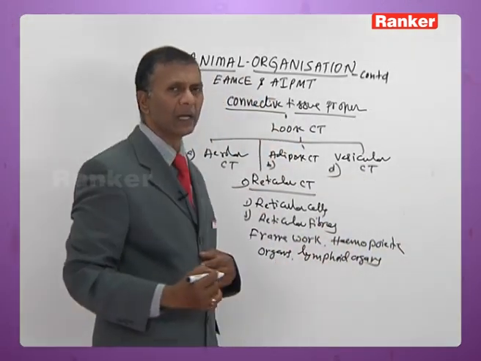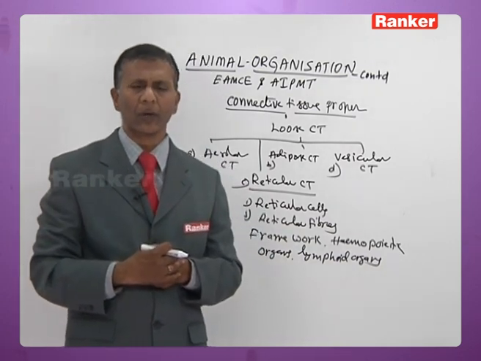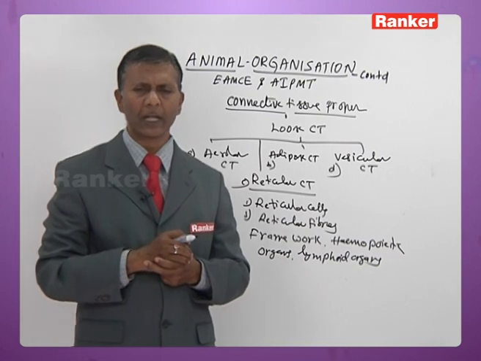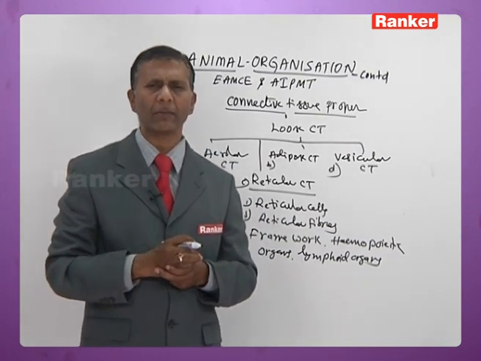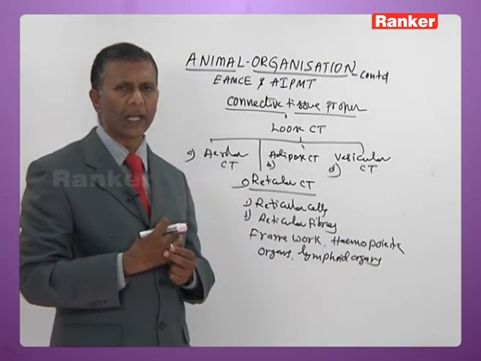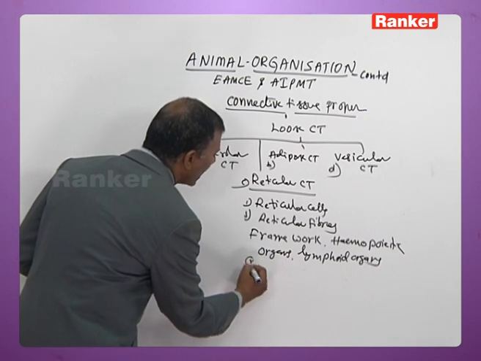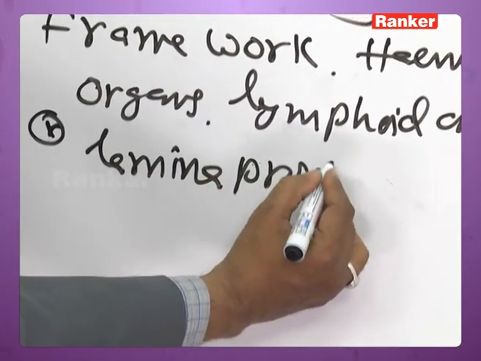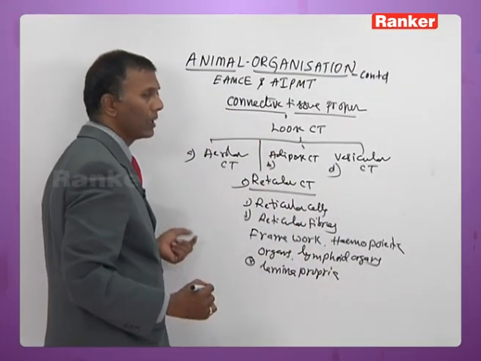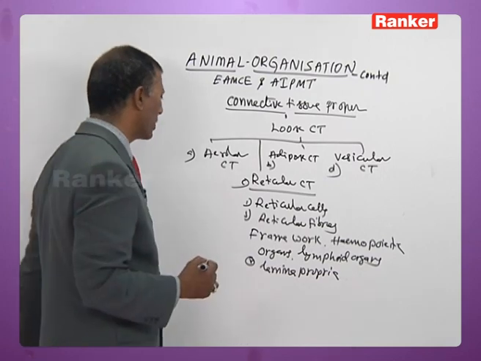Hemopoietic organs like liver, spleen, and red bone marrow are all made up of reticular connective tissue. Lymphoid organs like lymph nodes, lymph glands, and thymus are also made up of reticular connective tissue. Apart from this, reticular connective tissue is also present in the lamina propria of the gut wall.